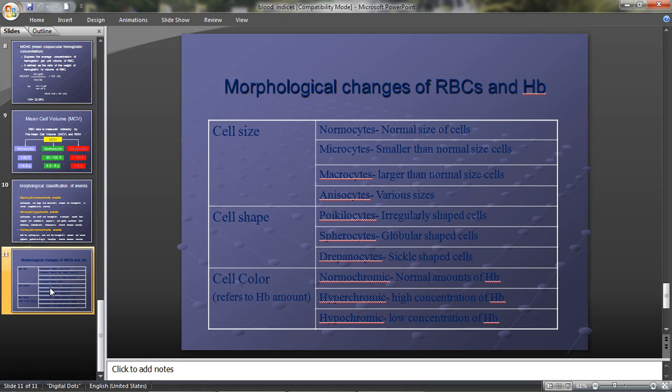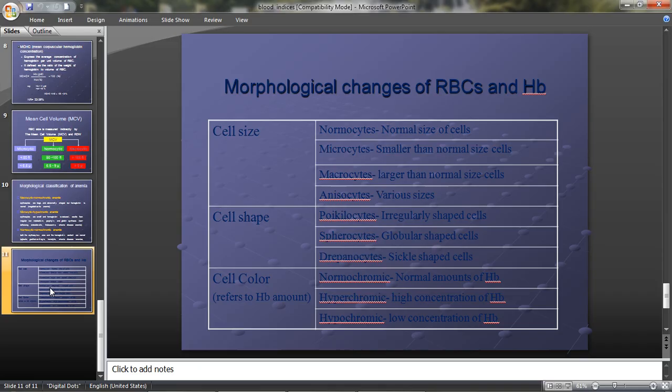Referring to the cell shape: poikilocytosis, irregularly shaped cells. Spherocytes: the cells, instead of becoming biconcave, become spherical. Drepanocytes: sickle-shaped cells. Cell color refers to the hemoglobin amount. Normochromic: normal amount of hemoglobin. Hyperchromic: higher concentration of hemoglobin. Hypochromic: low concentration of hemoglobin.